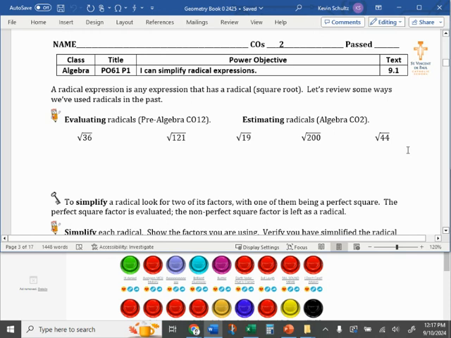Hello and good day, geometry. We are starting with algebra, PO61. It's a trip through radicals, and I'm going to start by simplifying them.